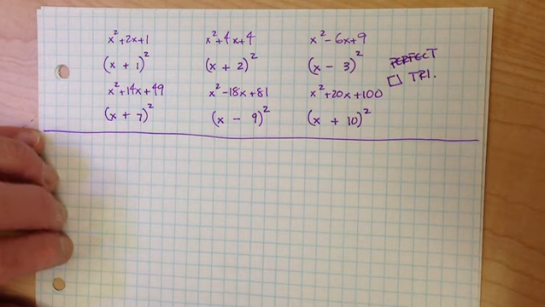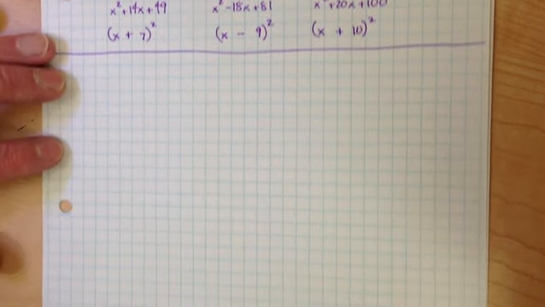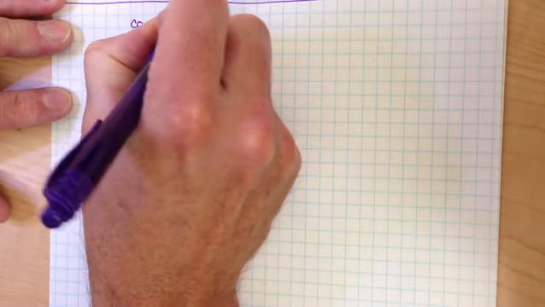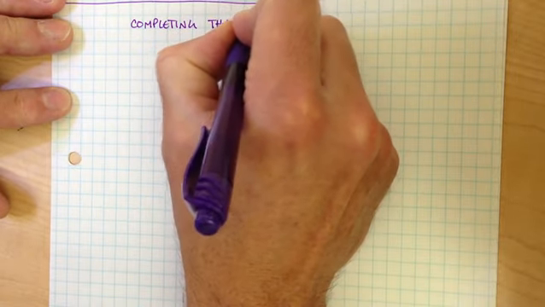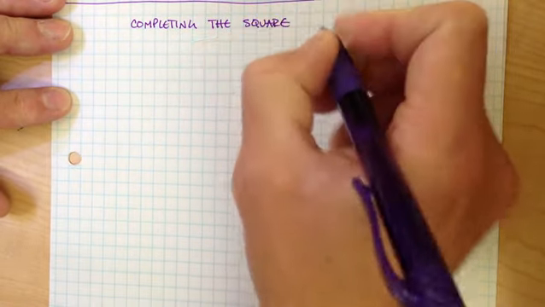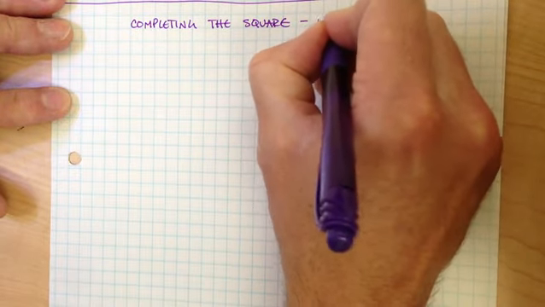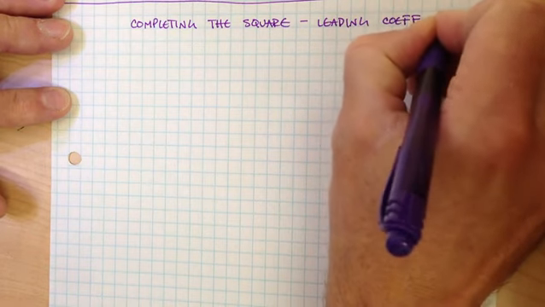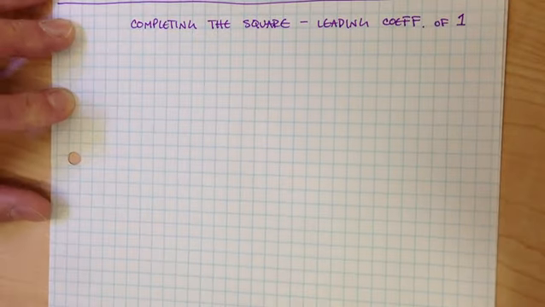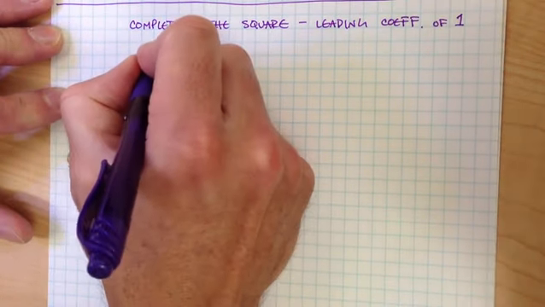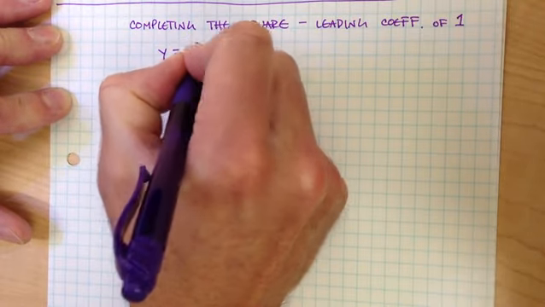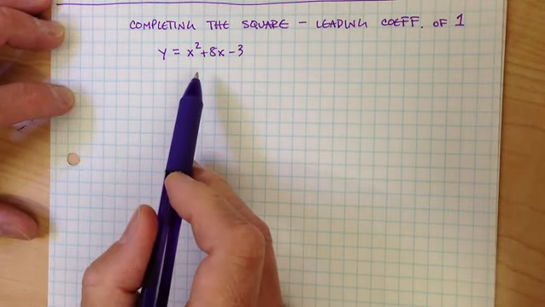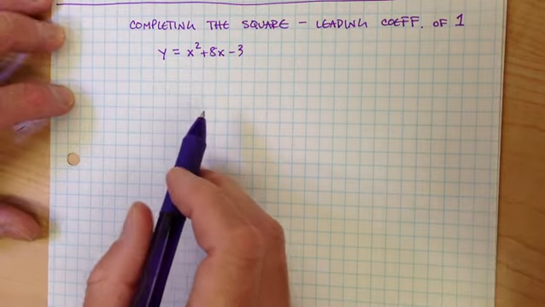Perfect square trinomials. That is going to lead us into completing the square with a leading coefficient of 1. The leading coefficient of 1 there. So I'm going to look at something like this. Y equals x squared plus 8x minus 3. Okay, we're going to be able to change this and put it in its vertex form, its graphing form.